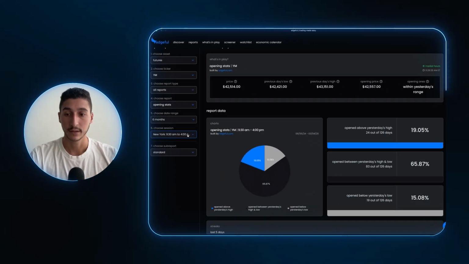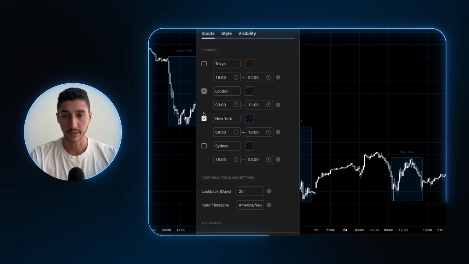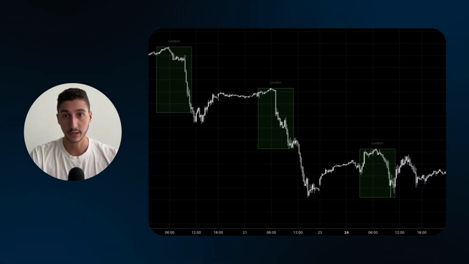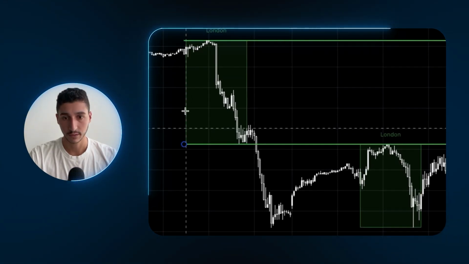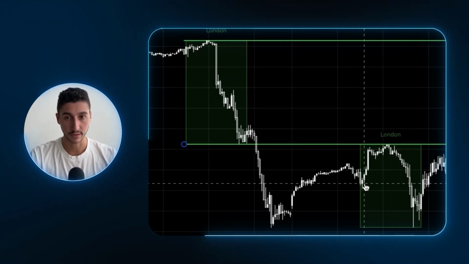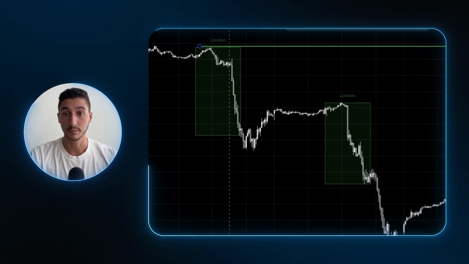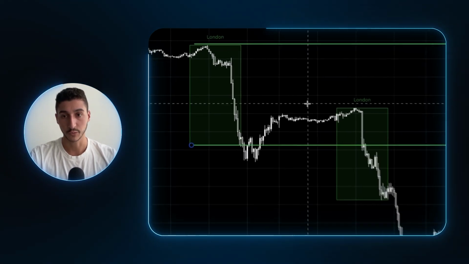And I'll just quickly touch on the London here, and I'm going to change my settings to be London. And you can see this day opened below yesterday's low right over here. So the opening price is down here. Here's an example of when price opened within the range. So you can see obviously price opened within yesterday's range.